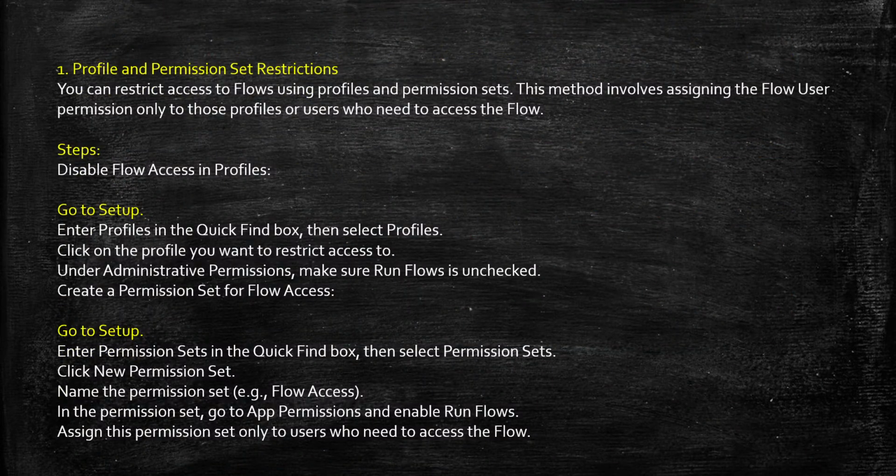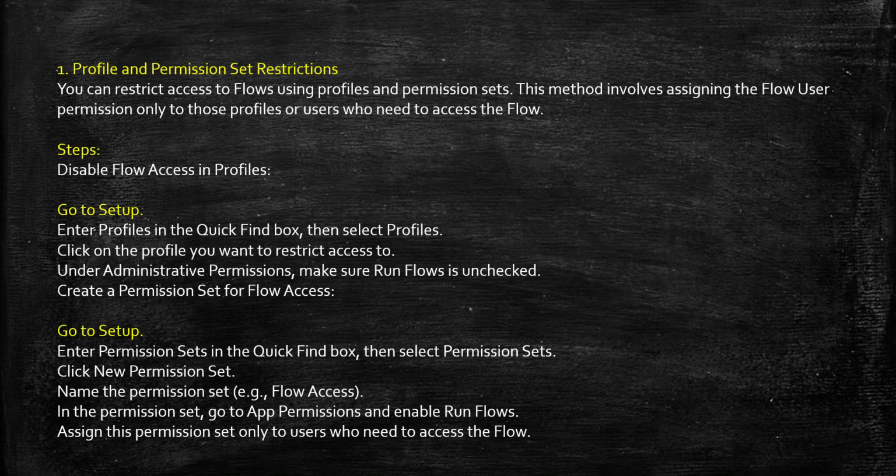So the first step is to create profile and permission set restrictions. Here, by disabling flow access in profiles, you can restrict particular users. The steps are: go to Setup, enter Profile in the Quick Find box, and select Profile. Click on the profile you want to restrict, and under Administrative Permissions, make sure Run Flows is unchecked, and create a permission set.